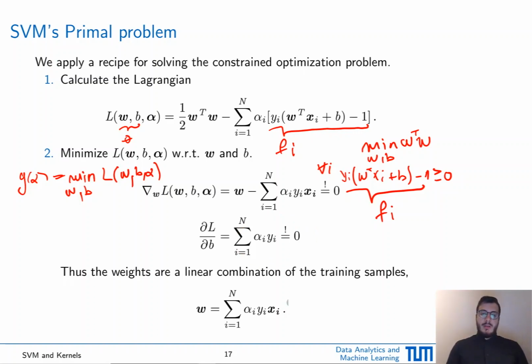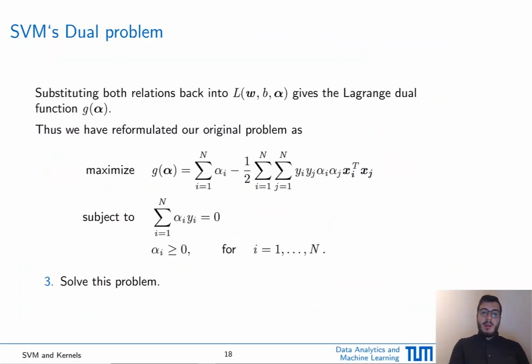Now, solving these equations, we obtain the solution for w and b, which we can then plug back into the Lagrangian and obtain our dual function. If we solve the equation with respect to w, we directly see that w is a linear combination of the training samples. Now we can take this w, plug it in here and here, and we just get a function of alpha.